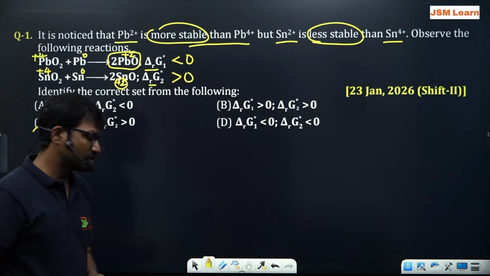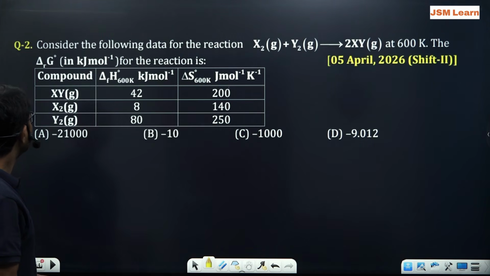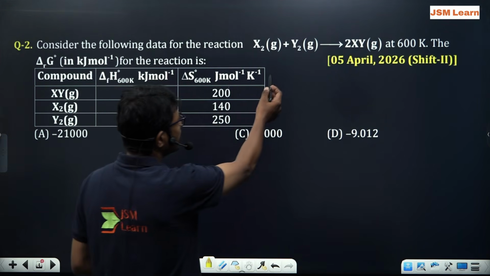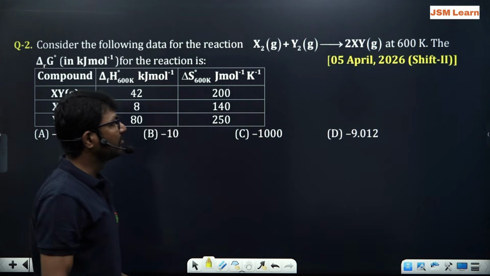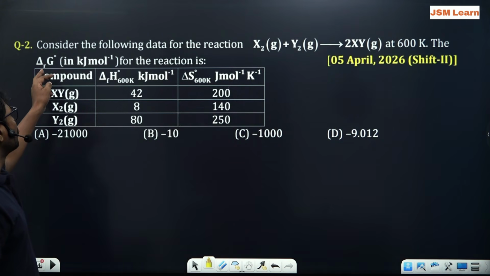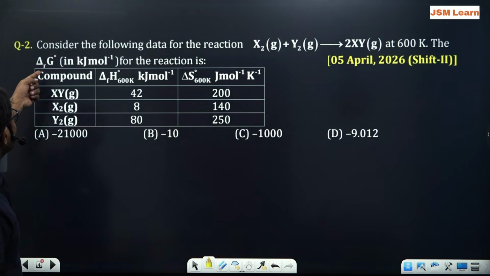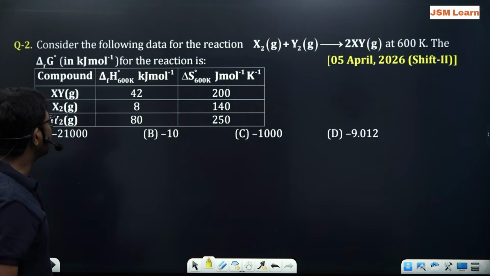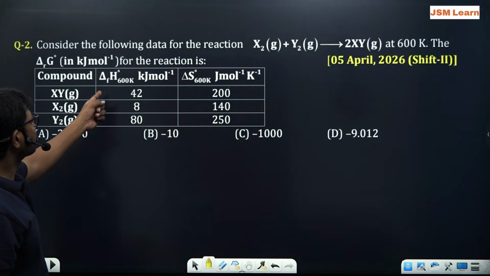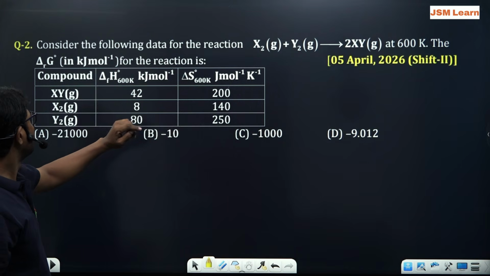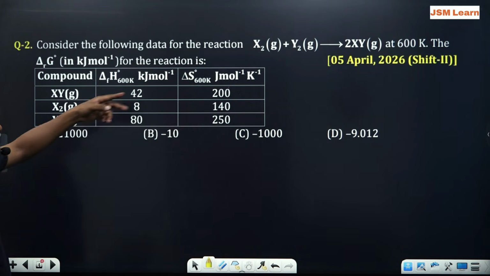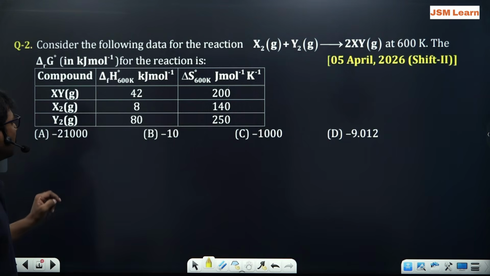So let us see the next question, students. Consider the following data for the reaction. They have provided a reaction at 600 Kelvin. We have to identify the change in Gibbs free energy for this reaction in kilojoules per mole. They have given the data here, delta H naught, the change in enthalpy, and change in entropies for these particular reactants and products. So we have to identify the change in Gibbs free energy.